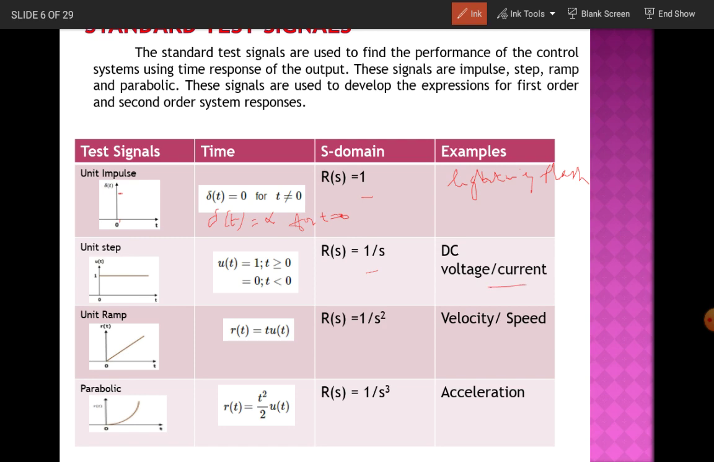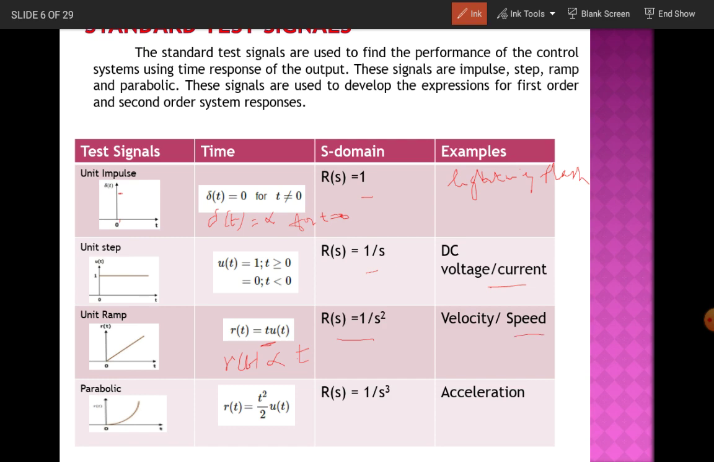Then unit ramp. In unit ramp signal, it is proportional to time. The magnitude increases with respect to time. So this can be written as R of t is equal to t into u of t. R of t is proportional to time. In S domain, R of S can be written as 1 by S square. The examples are velocity and speed of the vehicle.